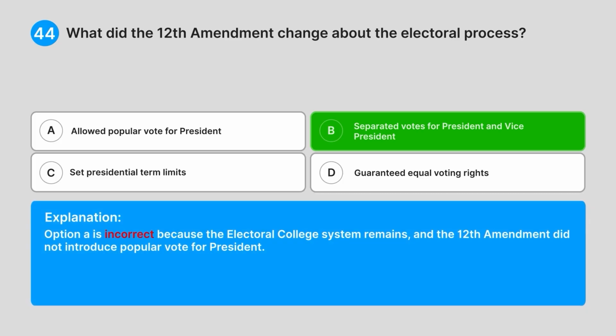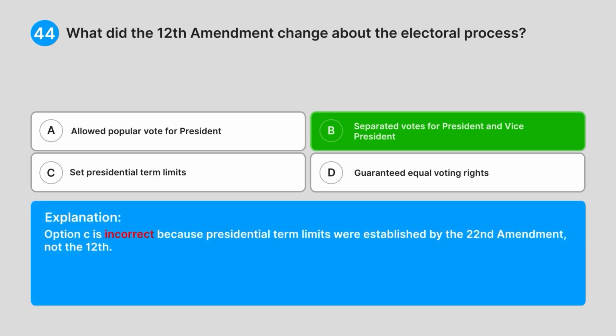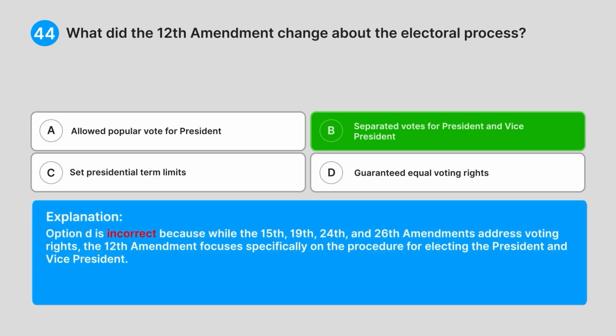Option A is incorrect because the Electoral College system remains, and the 12th Amendment did not introduce popular vote for president. Option C is incorrect because presidential term limits were established by the 22nd Amendment, not the 12th. Option D is incorrect because while the 15th, 19th, 24th and 26th Amendments address voting rights, the 12th Amendment focuses specifically on the procedure for electing the president and vice president.